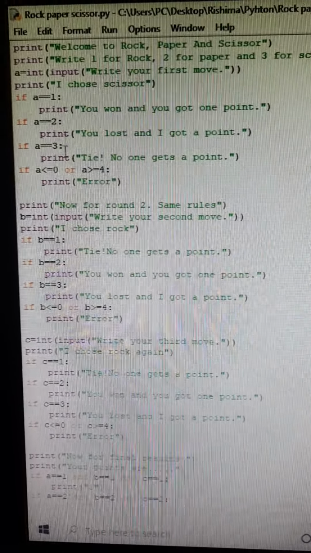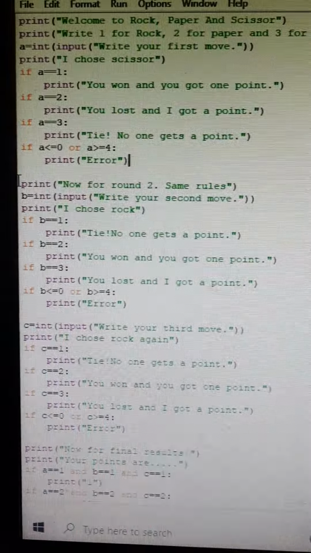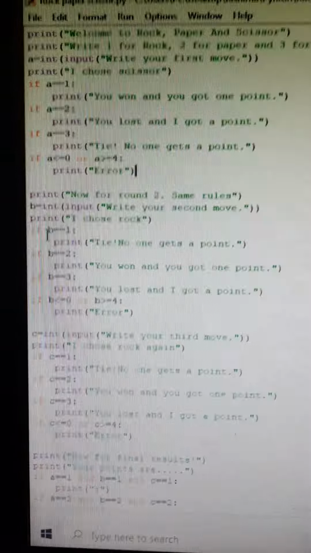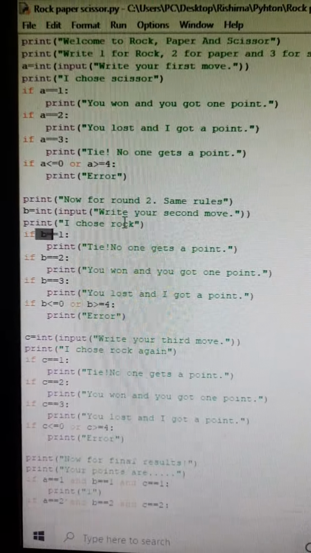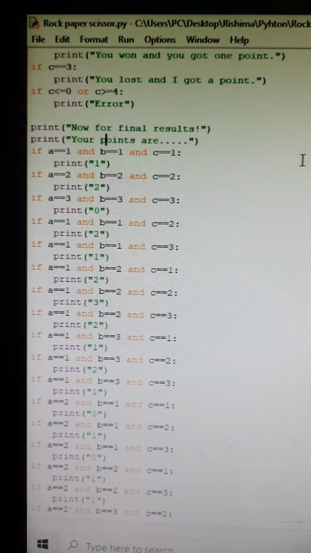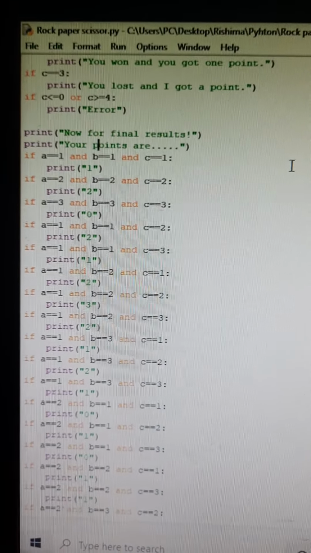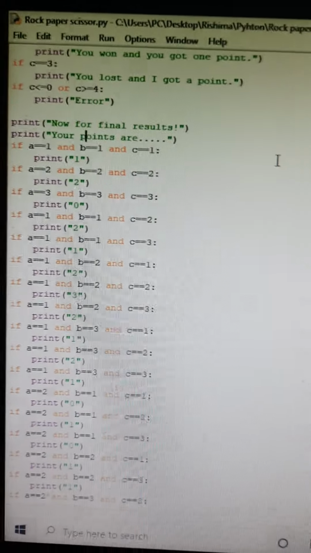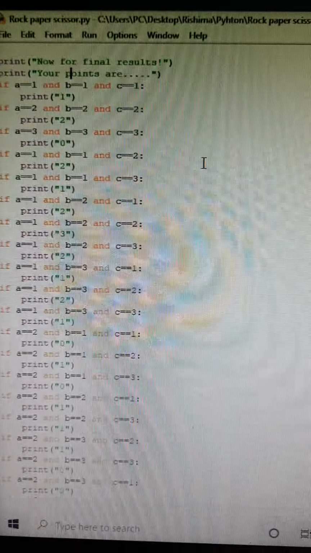Now I have done the same thing for the second round and the third round, but for the second round I have taken the variable as b, and for the third round I have taken the variable as c. Now after this, to calculate the final results, I have written a print command to show what are the final results, and to calculate the user's points I have made if statements for all the combinations that can occur.